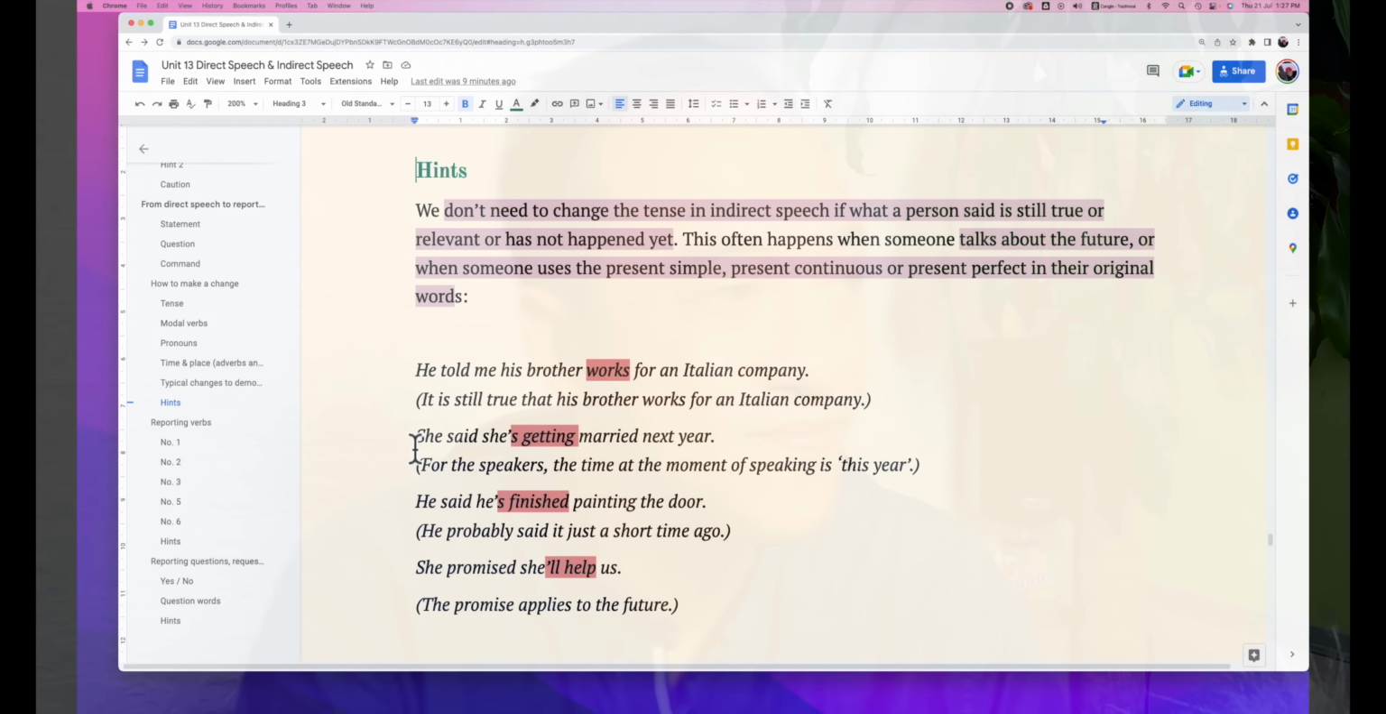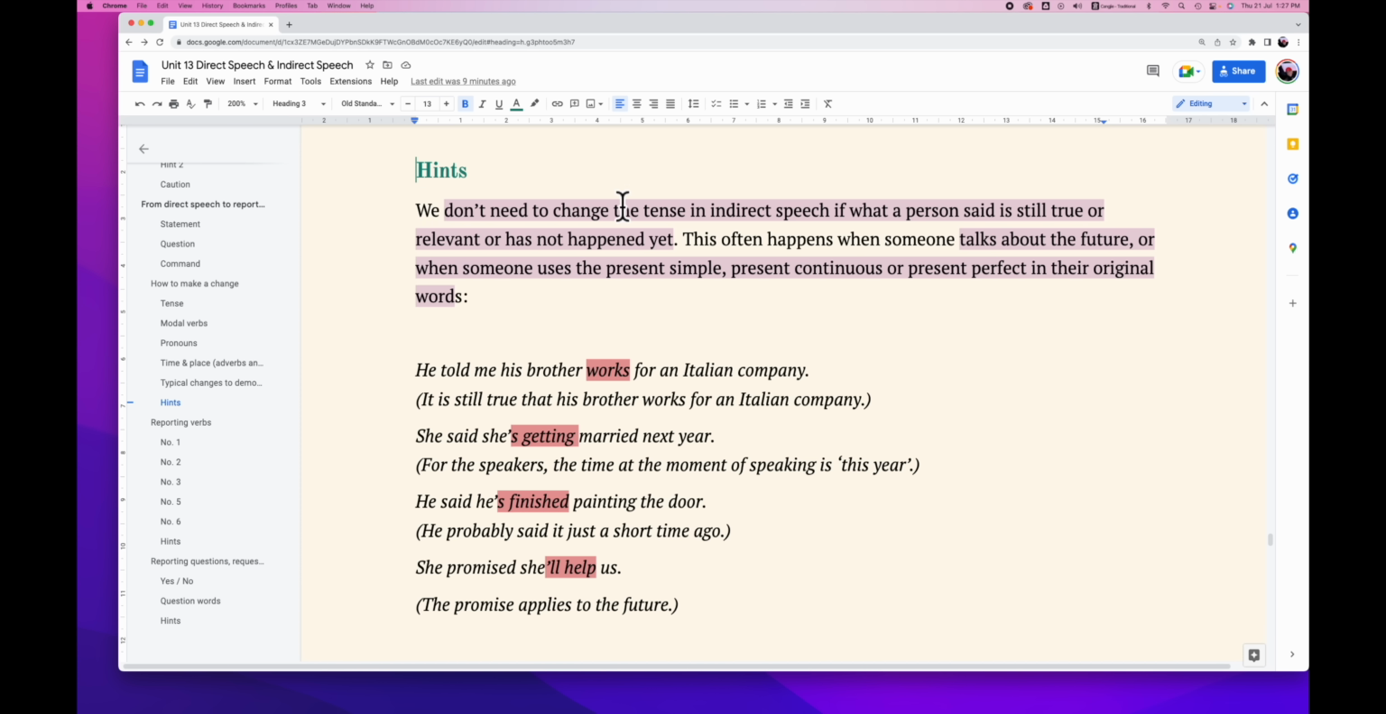So, what situation do we have to care about when we are changing direct speech to indirect or reported speech? Sometimes we don't have to change the verbs from direct speech to reported speech. In what situation could we do that? Let's take a look. We don't need to change the tense in indirect or reported speech if what a person said is still true or relevant, or has not happened yet.